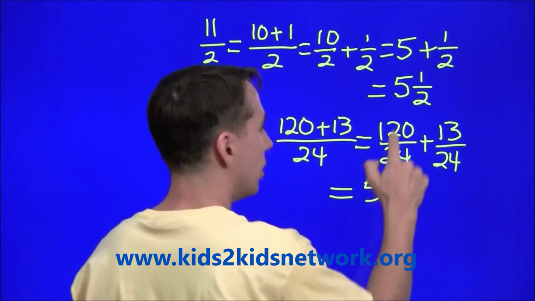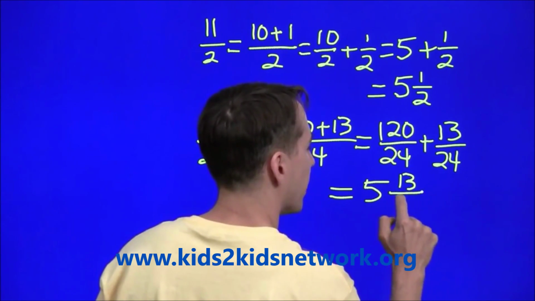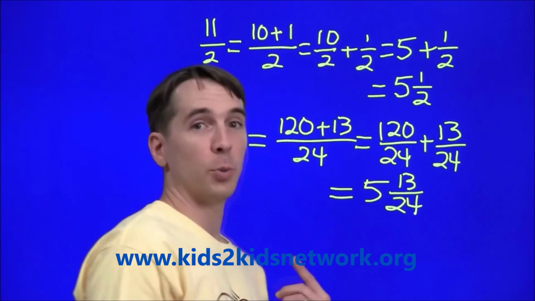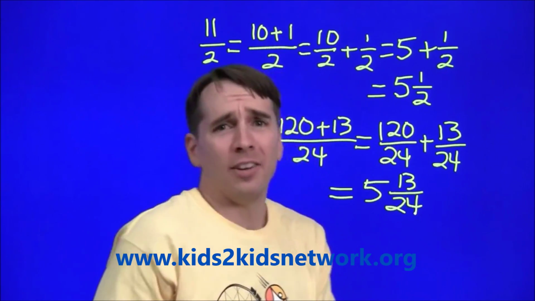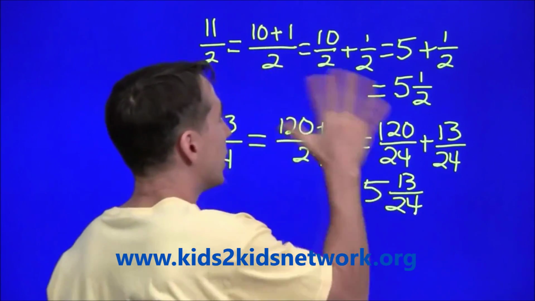So as designed, 120 over 24 is 5. And then there's my fractional part. So it's the mixed number, 5 and 13 over 24. So that's a little bit more than 5.5. So I'm taller than 5.5 feet, at least when I'm on my tiptoes. All right, so we got how tall I am. Let's talk about how old I am.